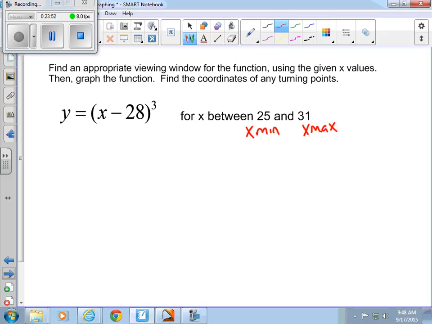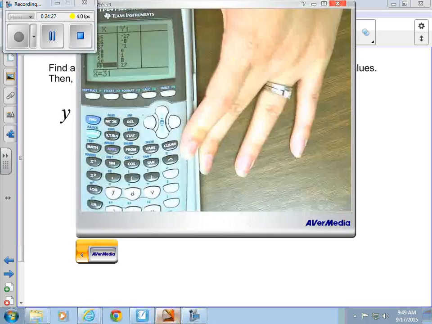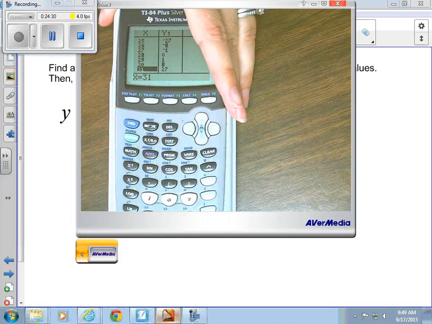X minus 28 cubed in your y equals. And then go to your table and type in some numbers between 25 and 31. I picked, but I did way more than you would have to do, probably. I just did every number between 25 and 31. So every whole number. So I did 25, 26, 27, 28, 29, 30, and 31.